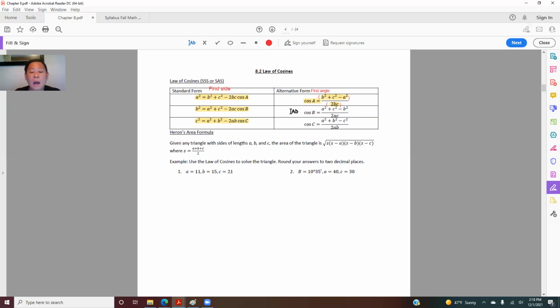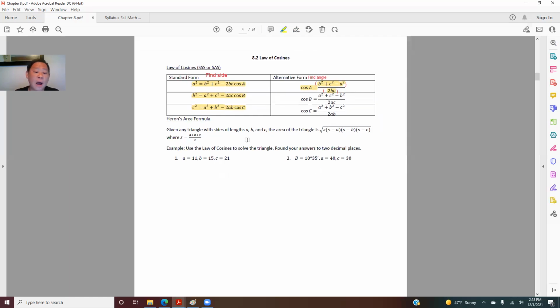Okay. The last thing is to find the areas. If the question provides you all three sides, a, b, and c, you can use Heron's area formula. The area of this triangle is given by the square root of s times (s minus a) times (s minus b) times (s minus c), where s in this case is (a plus b plus c) over 2.